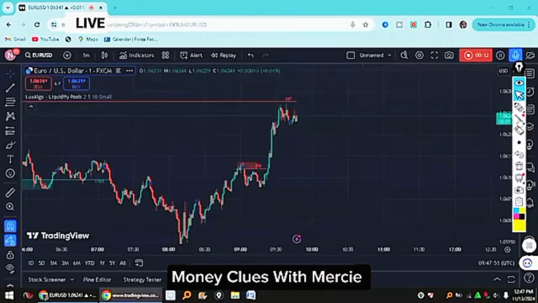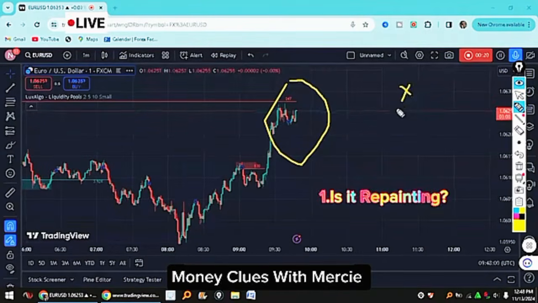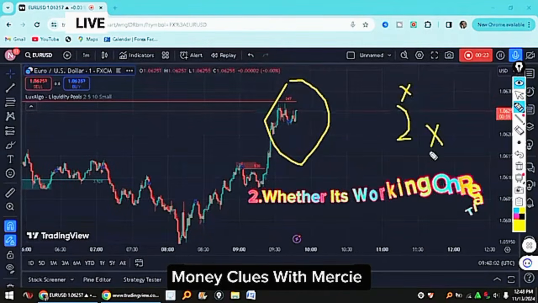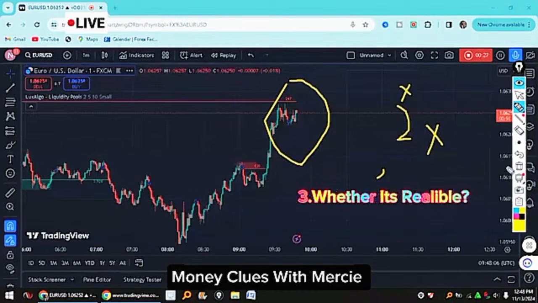And so guys, as you can see right now, we are on our live market over here. Basically, what I want to see is, number one, whether this indicator is repainting, number two, whether it is working in real time, and number three, whether we can really rely on it for executing trades.